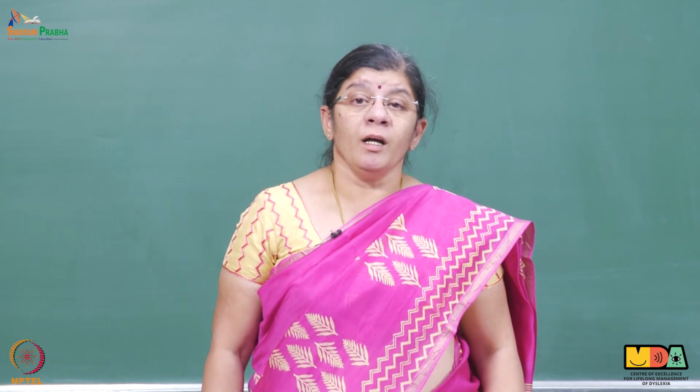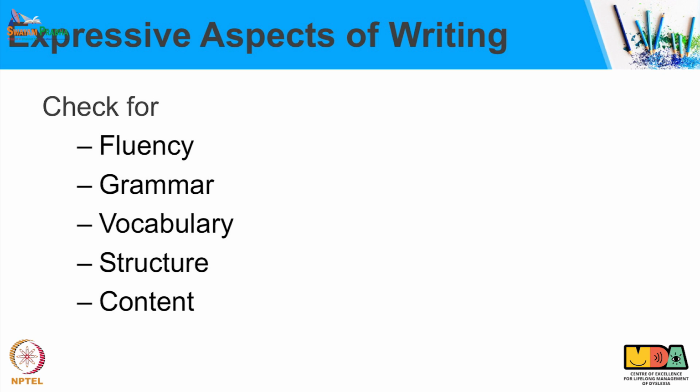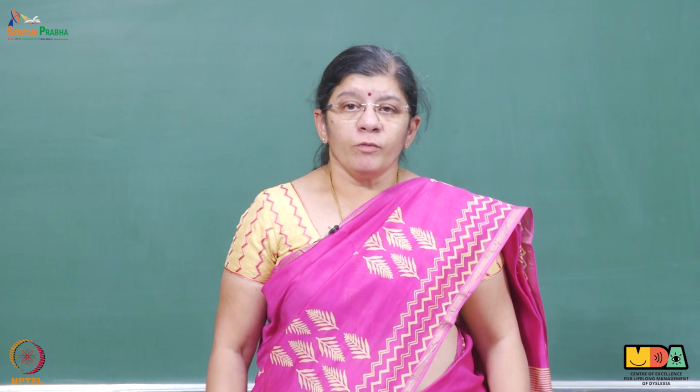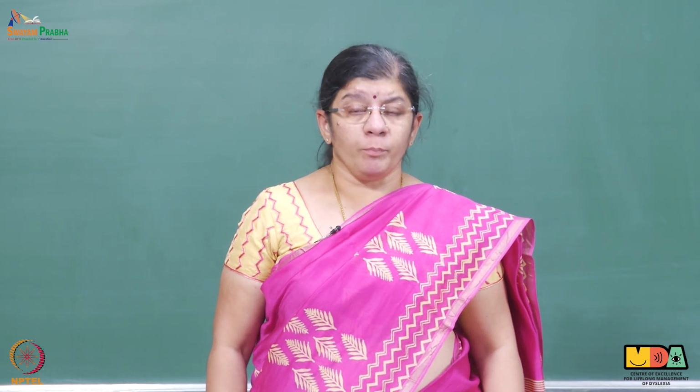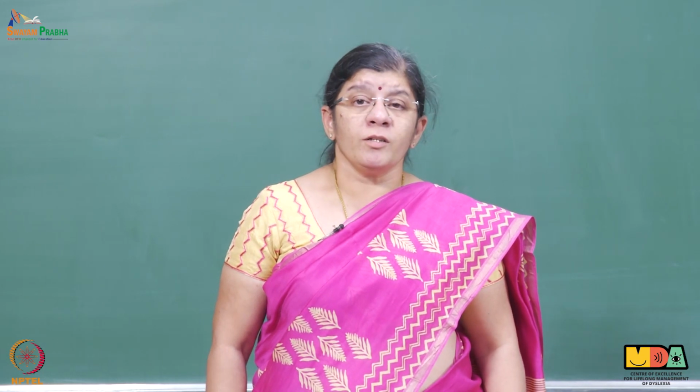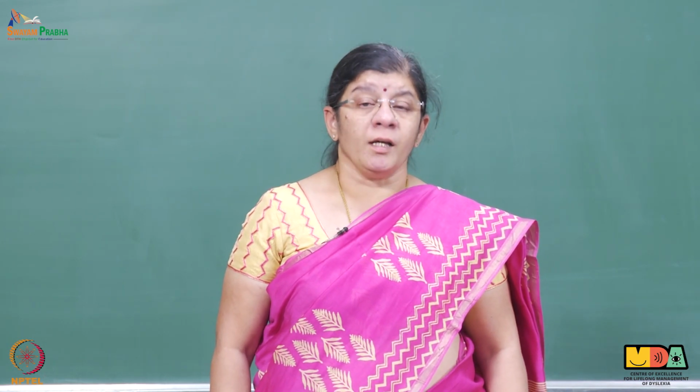Having discussed the error analysis of mechanical aspects of writing, let us look into the types of errors made by children in expressive aspects of writing. A few points we need to consider when we look into the expressive aspects of writing are fluency, grammar, vocabulary, structure and content. Fluency is the way thoughts and ideas are put together to make a sentence, and these sentences are put together to make a paragraph. Children with specific learning disability have difficulties in putting their thoughts and ideas in writing. Sometimes the writing might not be age appropriate and class appropriate.